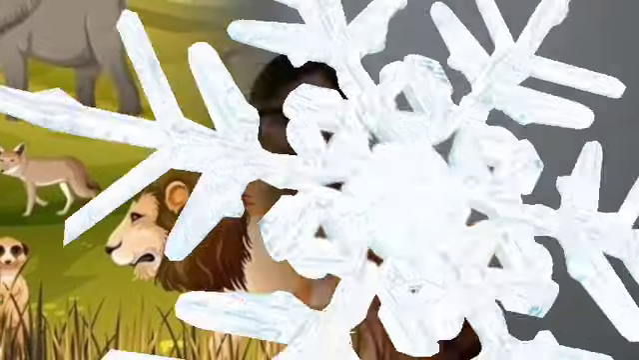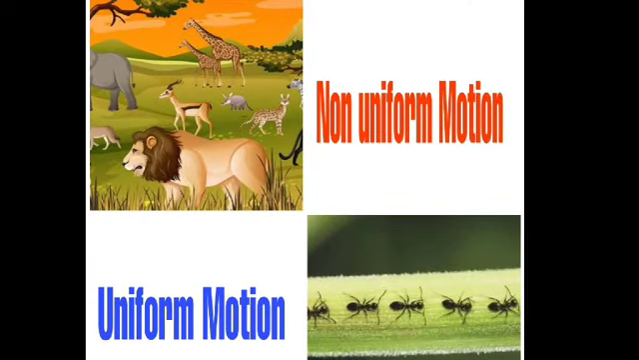What we observe is that ants are moving in uniform motion and the remaining animals in the forest are moving in different directions. From these two pictures, what can we learn? Uniform motion, non-uniform motion. So, in this session, we learn about uniform motion and non-uniform motion and their related topics. That are circular motion and acceleration.